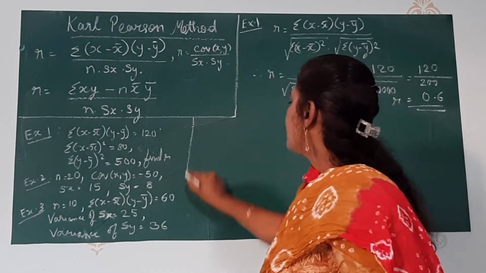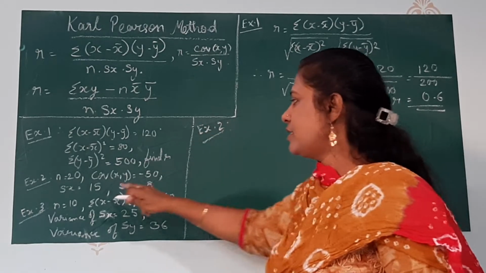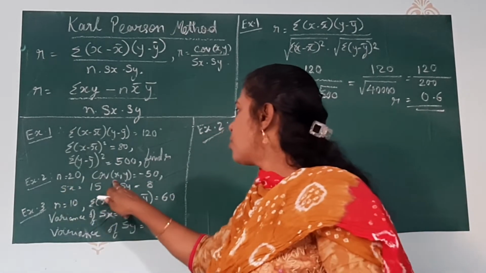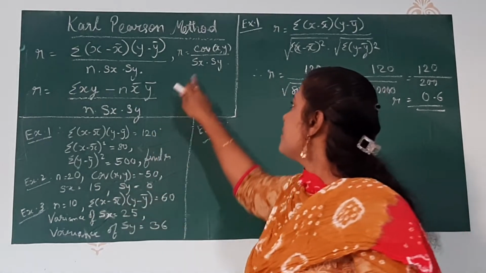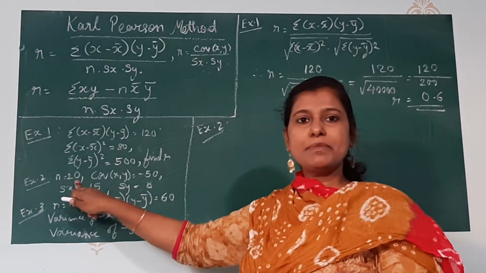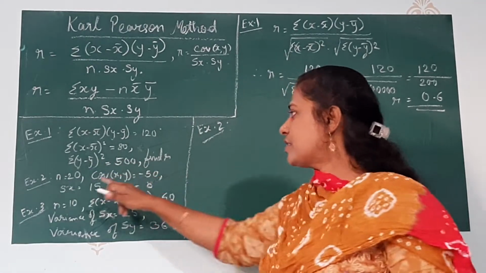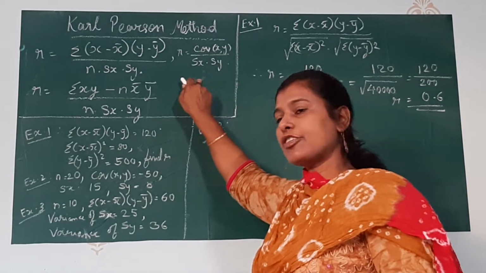In example 2, check the details. We have n 20, covariance xy 50, sx 15, sy 8. We will use this formula. In this, n is not needed. This is extra information given. No problem, they are just giving it to confuse you. Carefully see, whatever details are needed, only those you take.